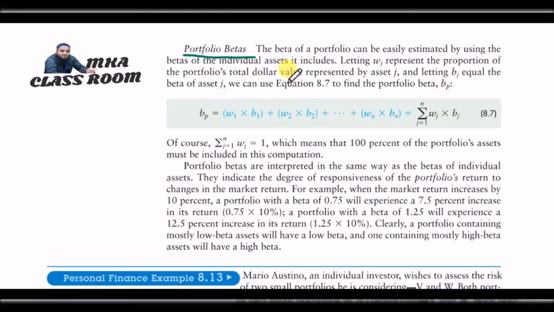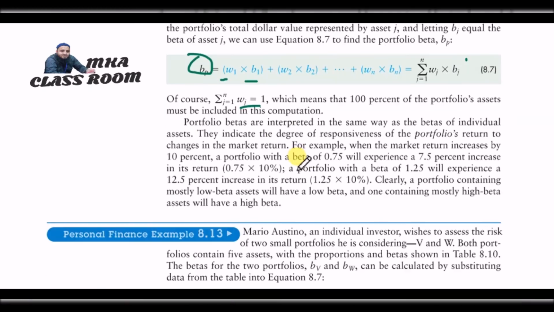Portfolio betas. The beta of a portfolio can be easily estimated by using the betas of the individual stocks it includes. So we have to consider the weight and the individual stock's beta. If we combine the individual stocks' betas with the portions of weights, then we can easily calculate the portfolio beta. Obviously the weights should sum to 1. So here are examples that we can easily understand.